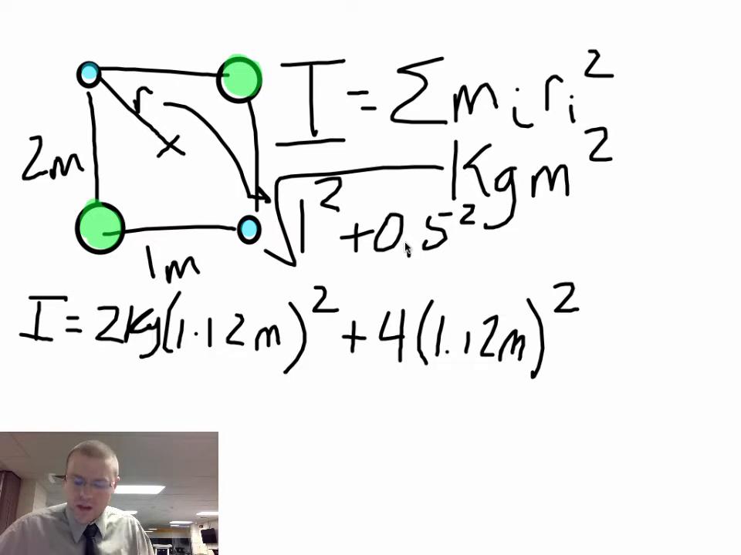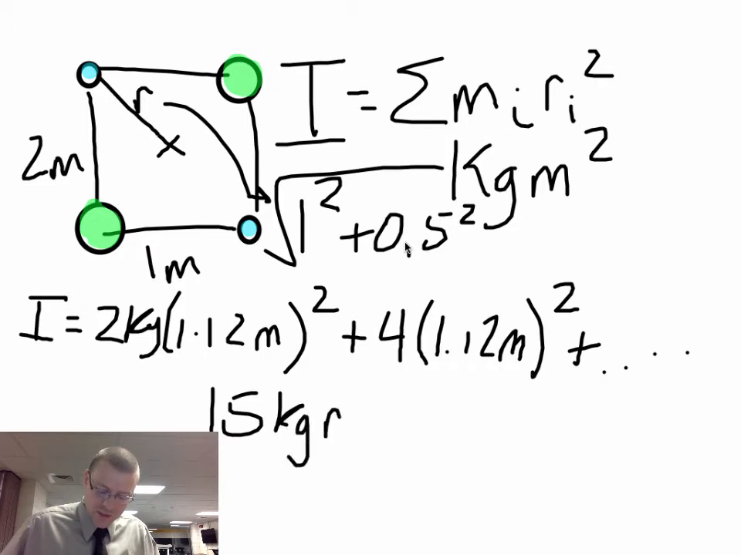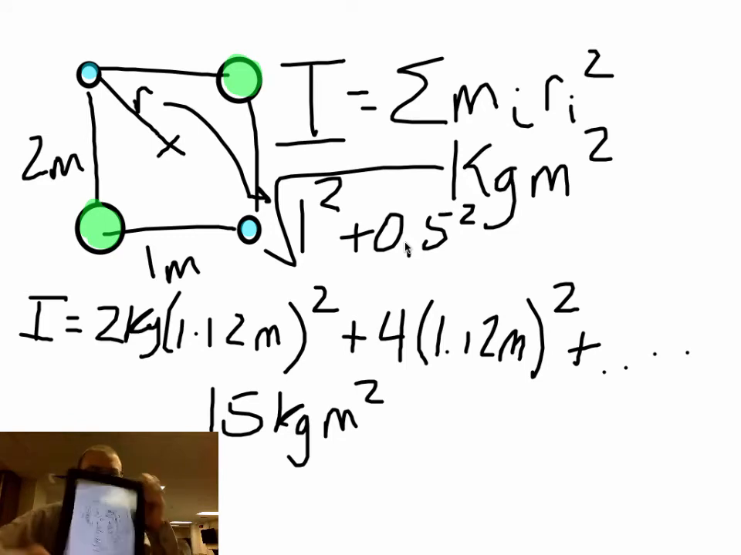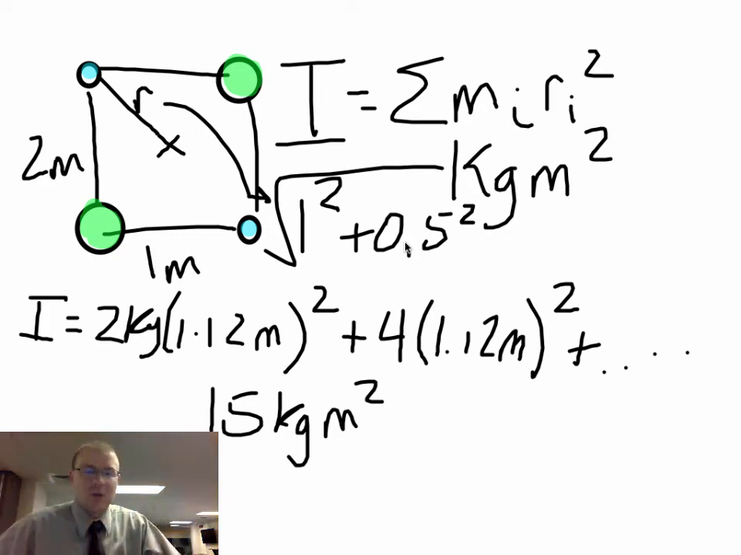And so I'll let you work out all the details on that, and you should get around 15 kilograms meters squared is the moment of inertia of a mass that is rotating about the center point. Think of this iPad as it spins around a center point. That would be the moment of inertia of this setup.